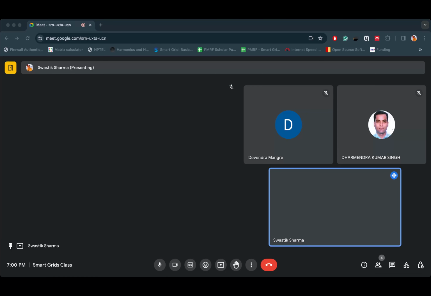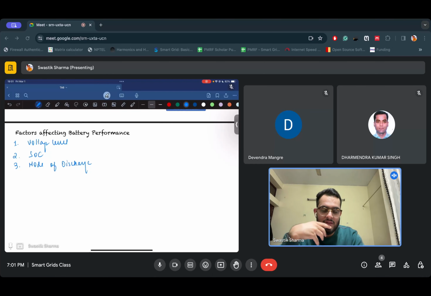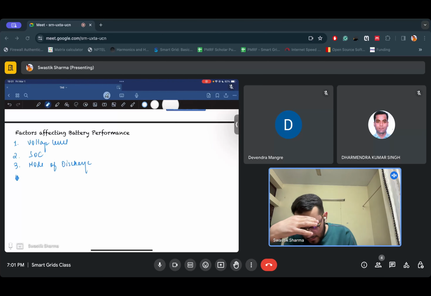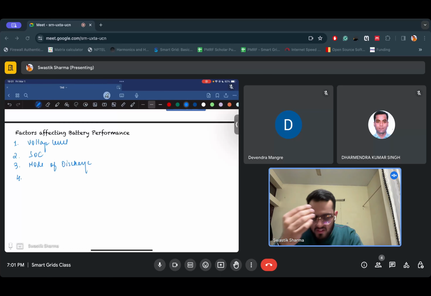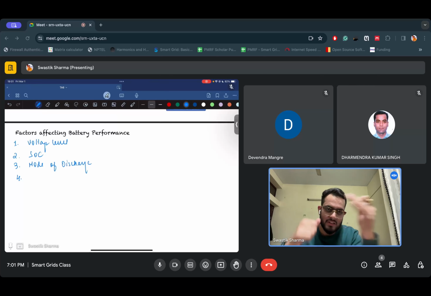Then you have mode of discharge. There are certain ways in which you discharge: constant current, constant power, and using this you discharge your battery. Depending on the mode of discharge, your battery performance could be affected. For this, I would like you to refer to the IEEE standard for batteries in EVs. They have curves which tell us at what point the battery charges using constant current and after what time the battery charges using constant voltage. You will be able to better appreciate how the mode of discharge affects the battery's performance.